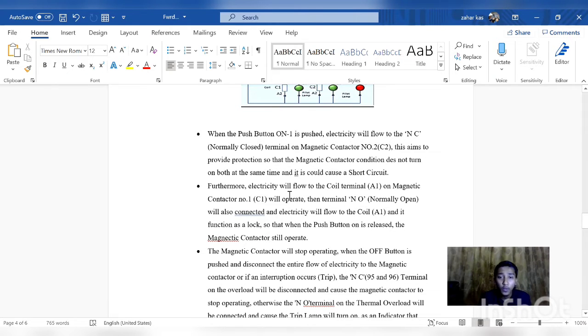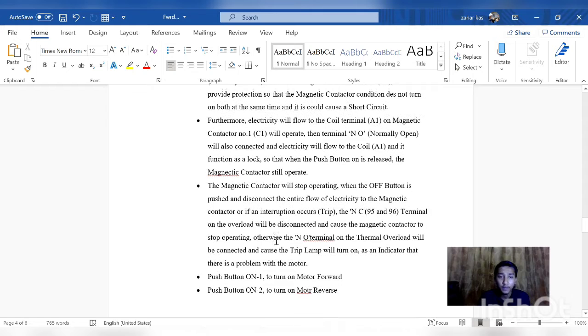Furthermore, electricity will flow to the coil terminal A1 and magnetic contactor number 1 will operate. Then the normally open terminal will also be connected and electricity will flow to the coil A1, and it functions as a lock so that when the push button on is released, the magnetic contactor stays operating.